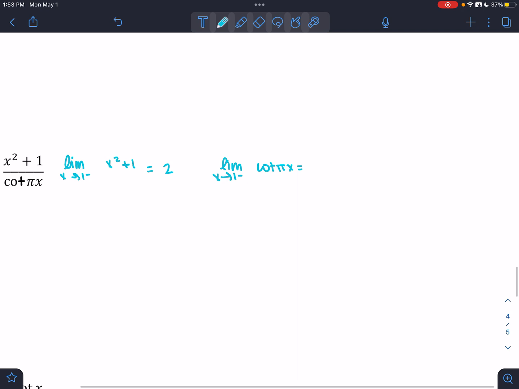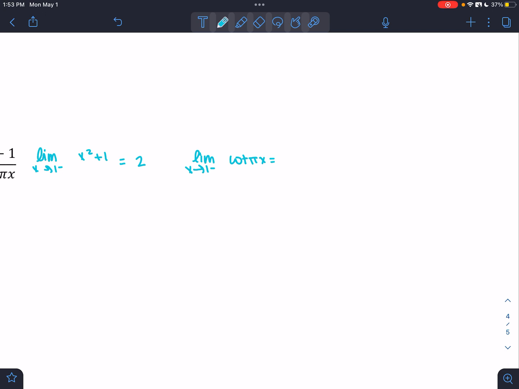Who remembers what the cotangent graph looks like? Anybody? It's weird. It's ugly. Yeah, it goes this way. Do we happen to remember where the asymptotes are for cotangent? Pi over 4? Not pi over 4. Pi over 2? Pi over 2 is for tangent. So, multiples of pi, like 0 and pi.